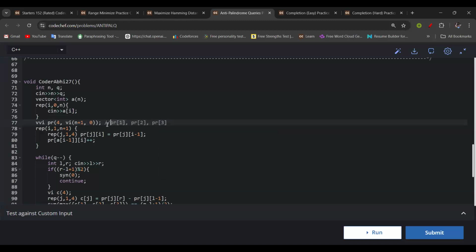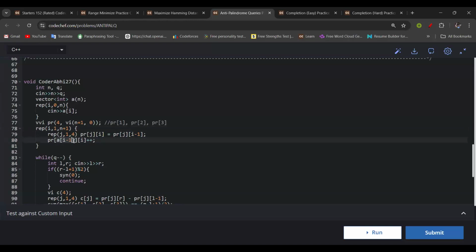You can assume these three as three different prefix arrays, one storing the counts of 1s, one storing the counts of 2s, and one storing the counts of 3s. Now for every prefix array, I'm assigning the previous value, prefix of j at i as prefix of j at i minus 1, and then updating the current value. My prefix array is 1 based and my actual array is 0 based, so I'm using A of i minus 1, because this i is a 1 based index from 1 to n. So A of i minus 1 is the 0 based index.